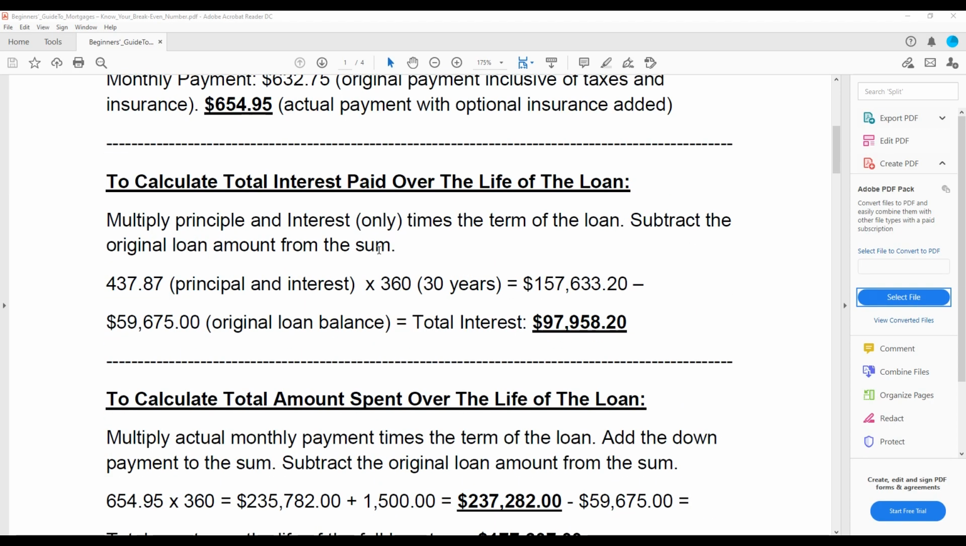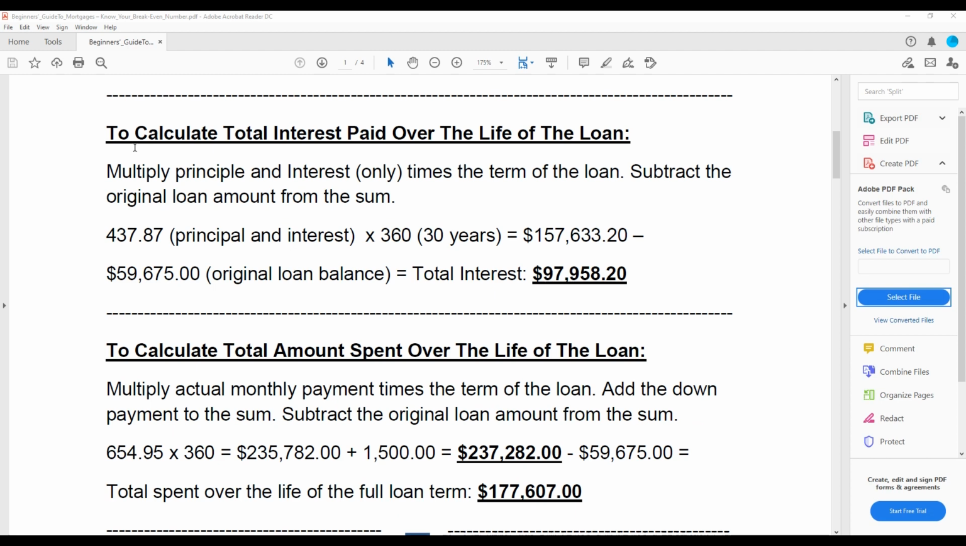Right now, let's look at this here. To calculate total interest paid over the life of the loan, meaning if you were to stay in the property for the full 30 years, this is how much interest you would pay on that loan. Meaning, after you pay your balance, this is the additional amount of money that you would pay on top of your balance at the end of the 30-year period.